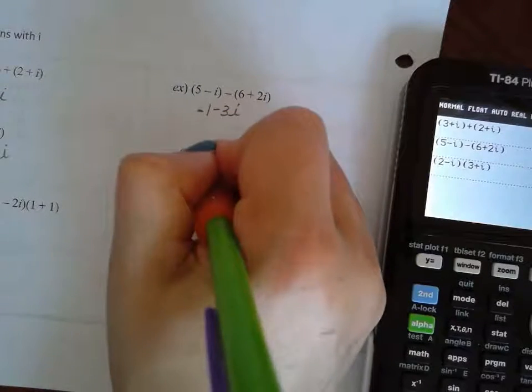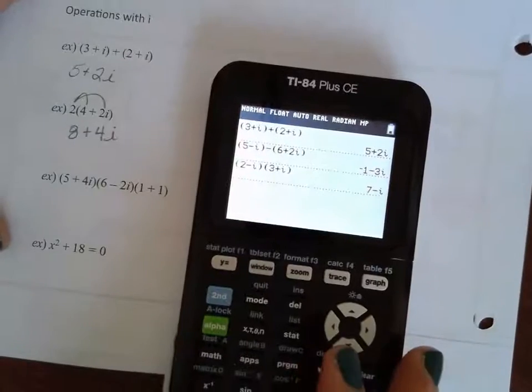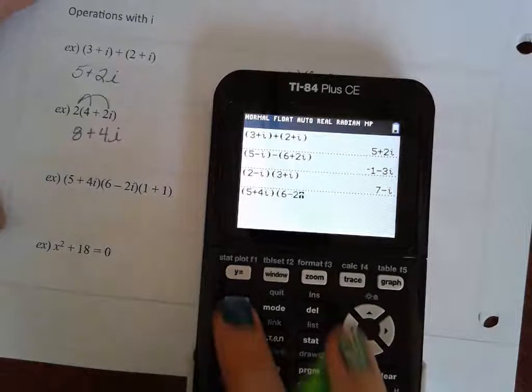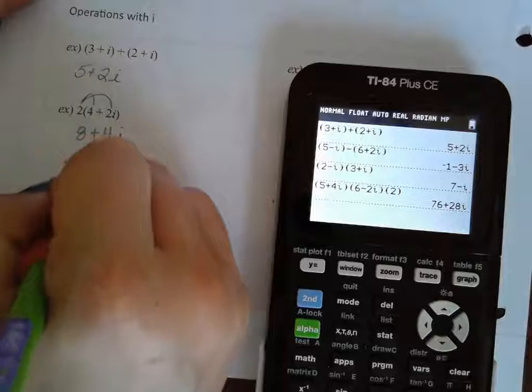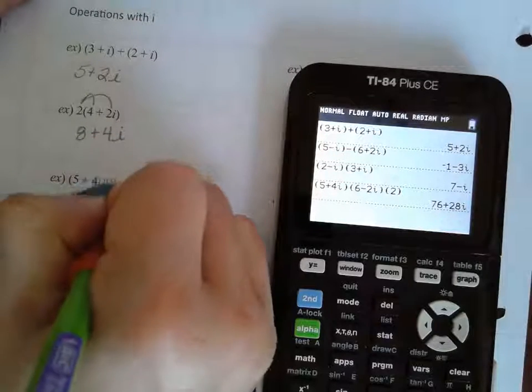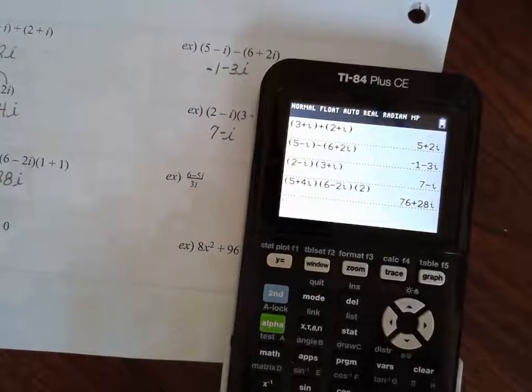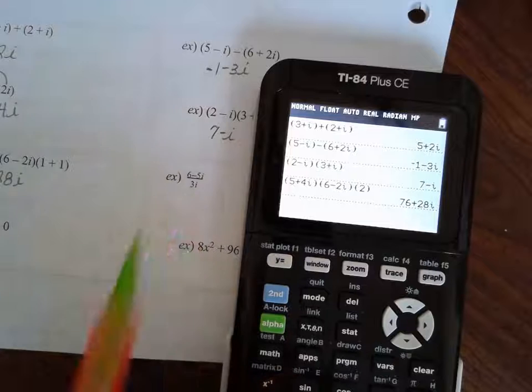So 7 minus i is your answer. Next one down here, 5 plus 4i times 6 minus 2i times 2 is going to be 76 plus 28i.